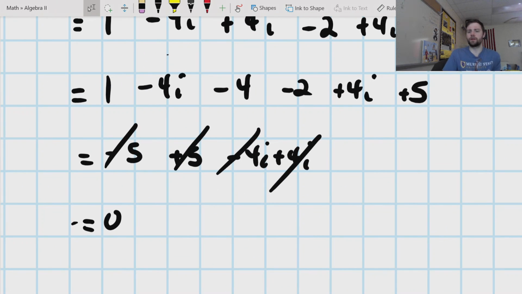And so just because it's a complex solution to a quadratic does not mean that if you plug it in, you won't get something tangible. So we got back 0. So that's a real number. Okay, so it's very important. They show up in math quite a bit, and you're going to need to know them. Thanks.